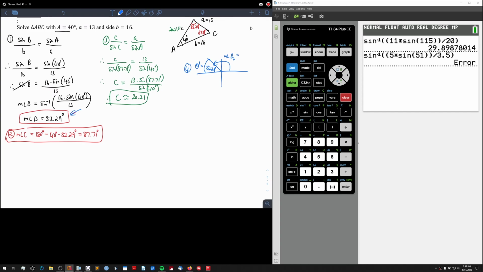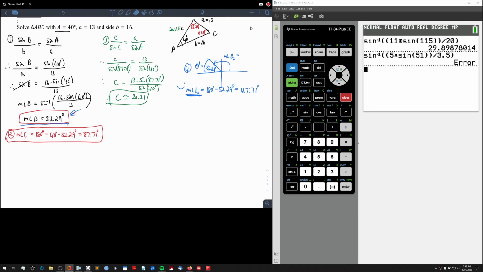The measure of angle B2 could be 180 minus 52.29, which gives me 127.71 degrees. Now remember what we have to do. I found this measure of angle B, but let's say there's another angle B. Let's add it to my given angle A and see if that's still less than 180. That means I can still form another angle to make a triangle.